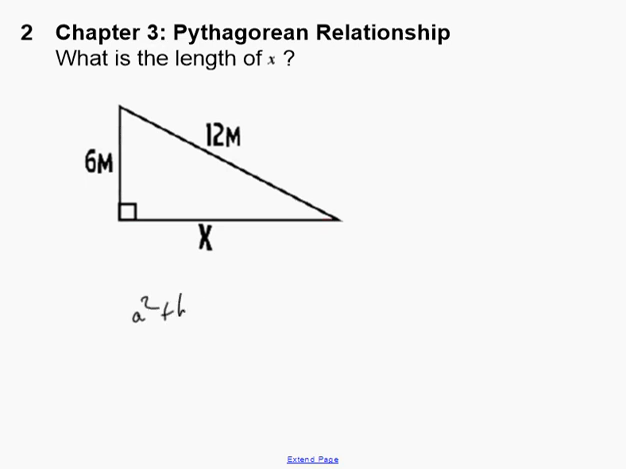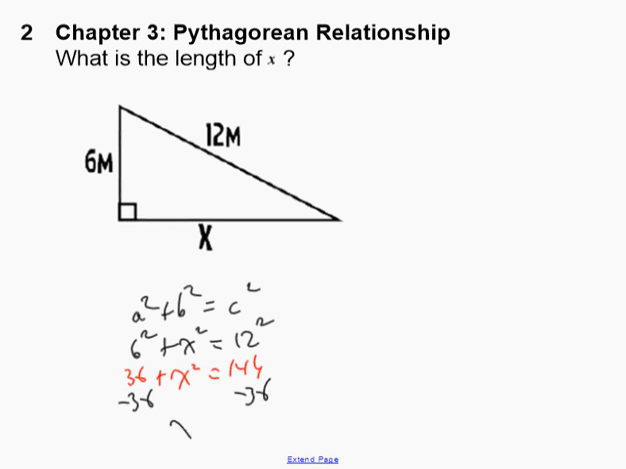So a squared plus b squared equals c squared, or 6 squared plus x squared equals 12 squared. If we simplify our exponents, we get 36 plus x squared equals 144. And now we have an algebraic equation where x is on one side. We have a constant of 36, so to get rid of that we subtract 36. We get x squared equals 108.